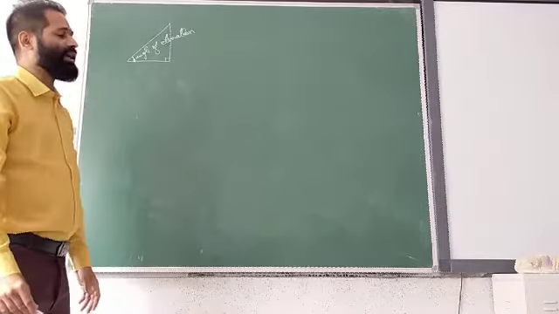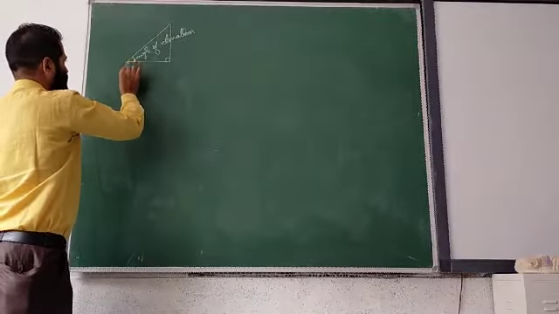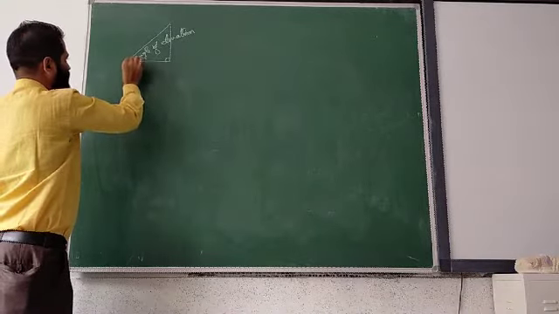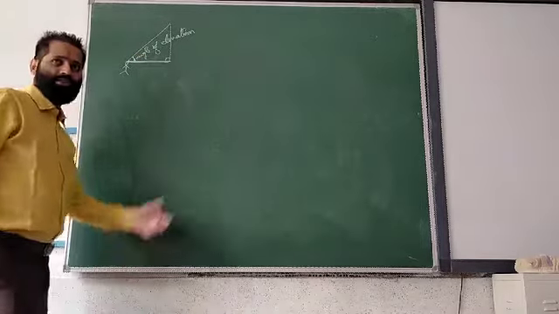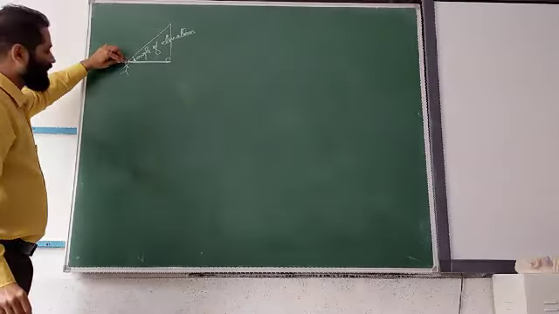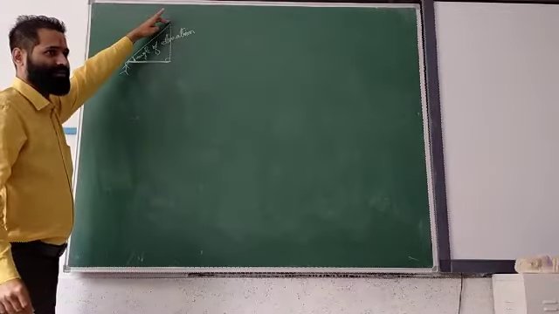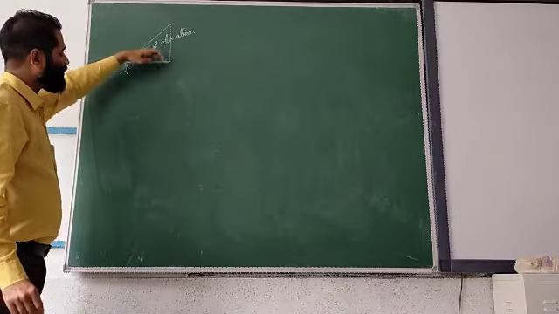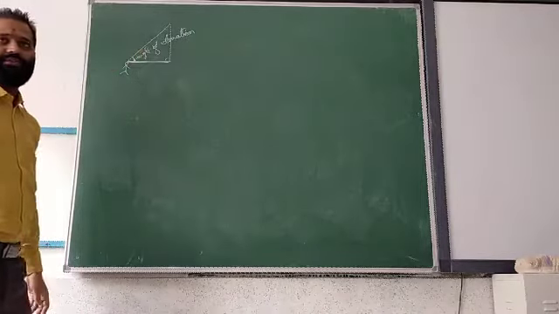Now how to find the angle of elevation? Suppose this is one person. From the eye of that person, this is called the horizontal line. Just assume that this is the eyes. Just above the eyes, what you are observing, the angle between the horizontal line and this top point is called the angle of elevation.